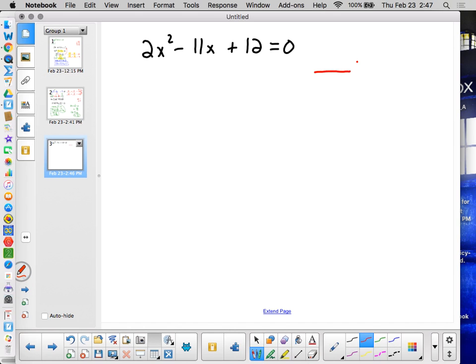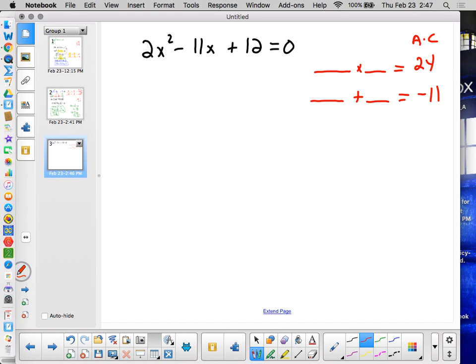So, blank plus, or let's do the times on top. It really doesn't matter if you do the plus or the times on top. The product has to be a times c, which would be 2 times 12, which is positive 24. The sum has to be negative 11. So I need two numbers that multiply to give me positive 24 and add to give me negative 11.